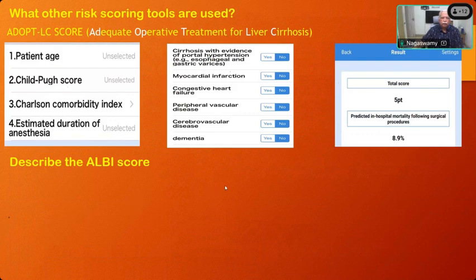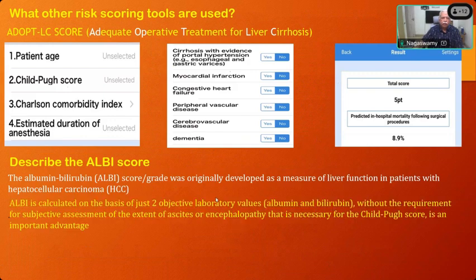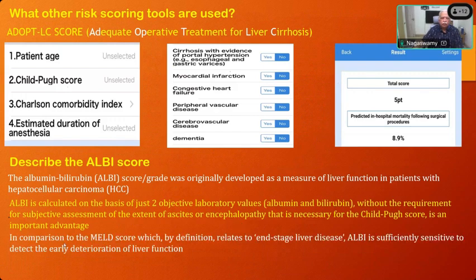Then there is another thing called the ALBI score, where the albumin-bilirubin score or grade was originally developed as a measure of liver function in patients with hepatocellular carcinoma. But ALBI is calculated on the basis of two objective laboratory values, namely albumin and bilirubin, so without requirement for subjective assessment, like ascites and encephalopathy. And in comparison to MELD score, which by definition relates to end-stage liver disease, ALBI is sufficiently sensitive to detect the early deterioration of liver function.